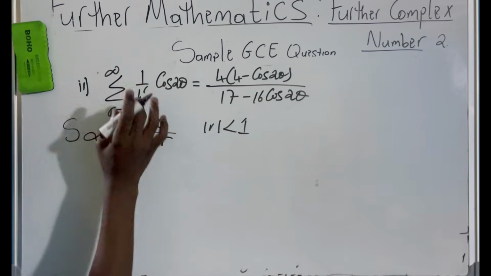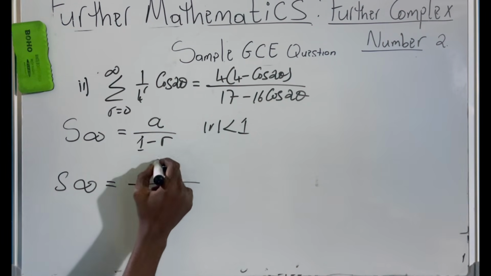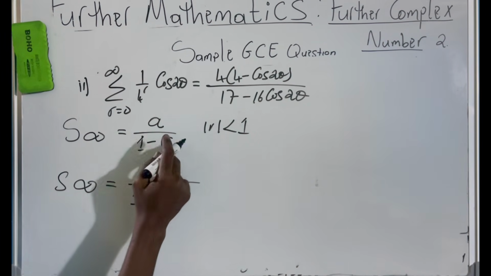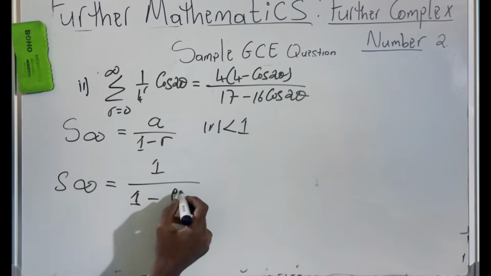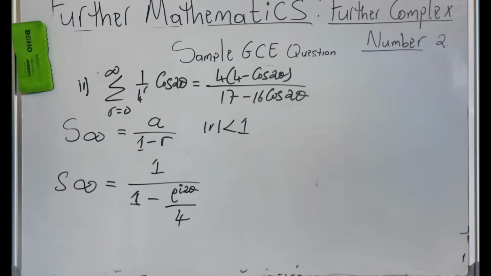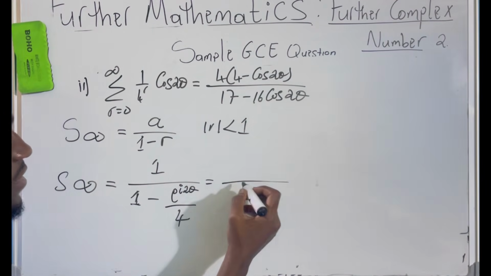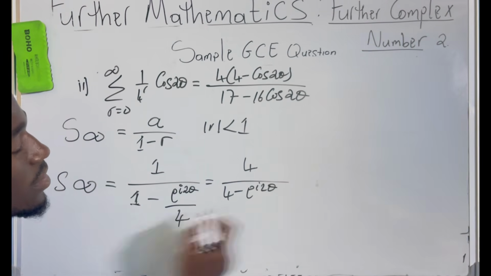I think from here now you can apply. It means that the sum to infinity that we are looking for is the first term, which is 1, over 1 minus the common ratio, which is the exponential of i 2 theta all over 4. If I remember, that was the value of the common ratio. Let us simplify. The 4 will go up. I will have 4 minus exponential of i 2 theta.